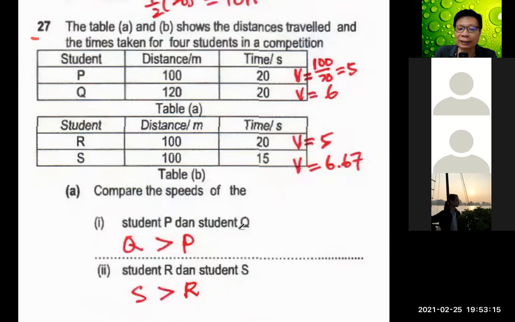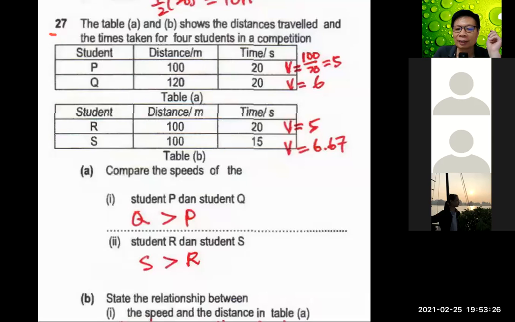This one actually shows you the answer. Next part, I want you to tell me the answer. Now you see the next part. What does the question actually ask? State the relationship between the speed and the distance in table A. The relation between the speed, which is what you calculated, and the distance. So what relation can you all see? See carefully before you give the answer. What relationship?